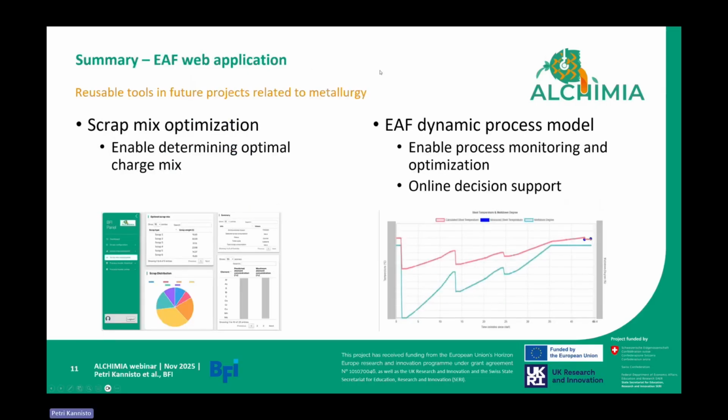As a summary of this electric arc furnace web application, there are 2 main pieces of functionality, even more, but these are the most important ones. Scrap mix optimization to determine the optimal charge mix, and also this online process modeling to provide online estimated, calculated key measures for the furnace, and also optimize the operation online.